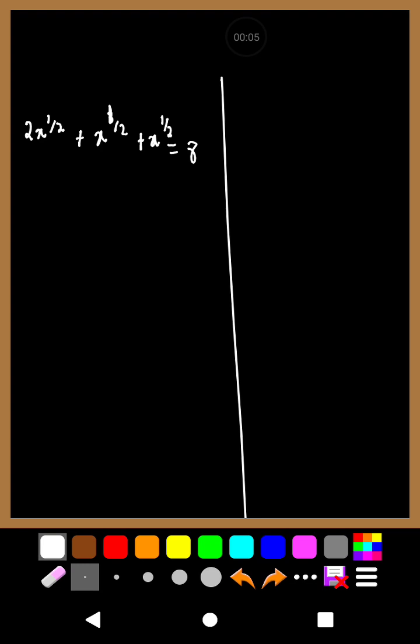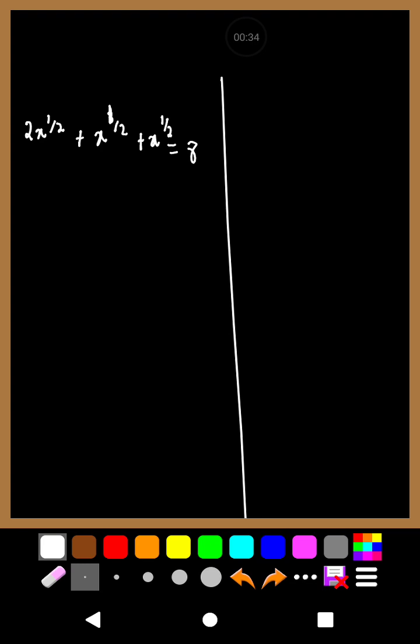Alright, we are having this very good problem to solve today, which is an exponent problem. The question says that we are having 2x to the power of half plus x to the power of half plus x to the power of half equals 8. Alright guys, how do we go about this kind of problem? We have been solving a lot of problems in indices. We have been solving an exponent function. Alright, let's look at this now.